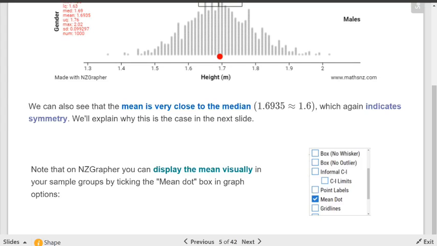So you can get your graph. You do not have to do that mean dot, but if it helps you out when you're comparing these things, then go for it. You can always click on it while you're doing your analysis and then take it off when you do the printout. Doesn't make any difference to me.